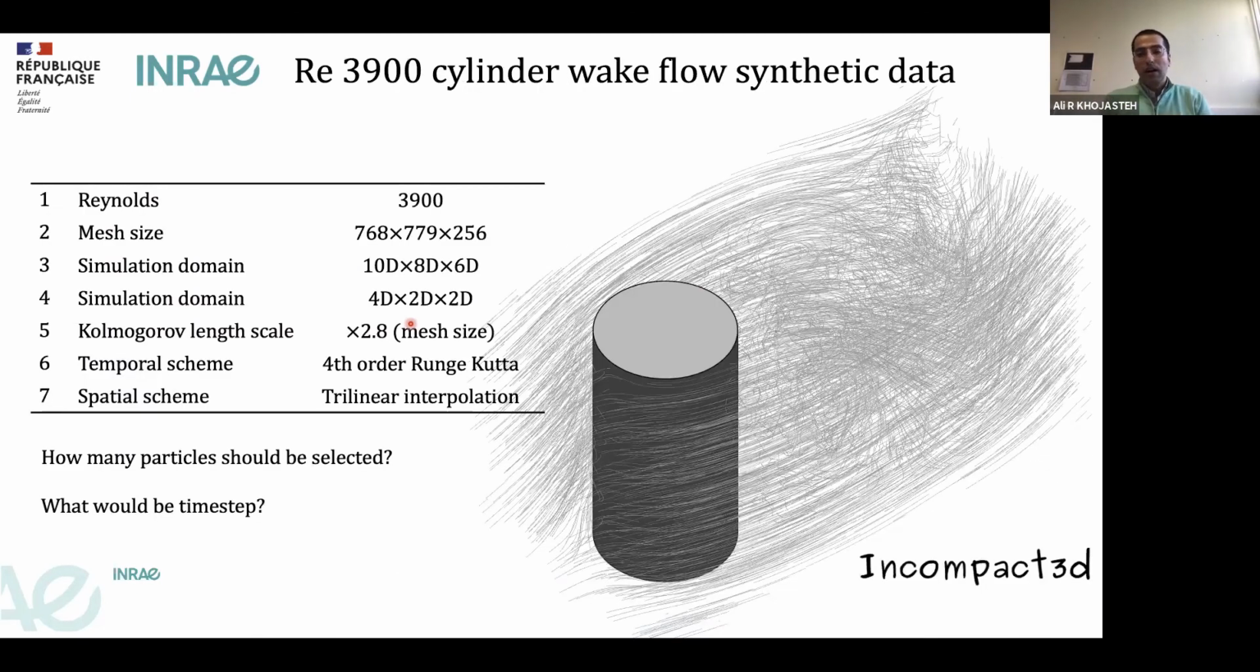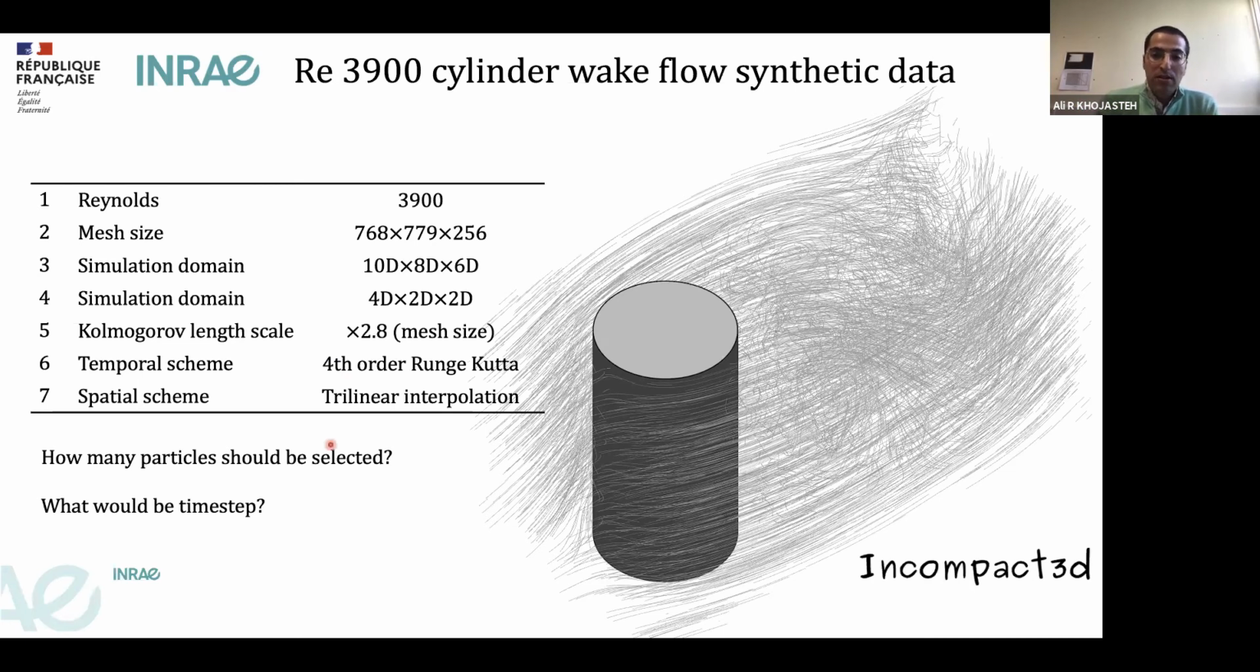Well, in order to see the difference between LCTI and other frame-based techniques, to see whether this idea is working or not, we analyze three different techniques in synthetic data. Well, we have DNS results for Re 3900, in 10D by 8D by 6D, but we only took a subdomain because the wake region is one of the most complex regions that you might have in this kind of cylinder wake flows. And in order to create trajectories, we used fourth order Runge-Kutta. And for the spatial scheme, we use trilinear interpolation.